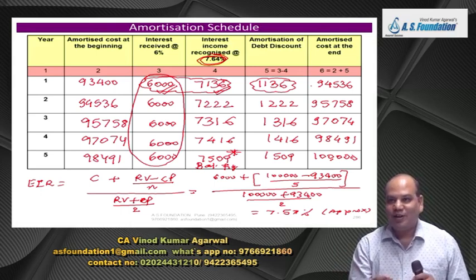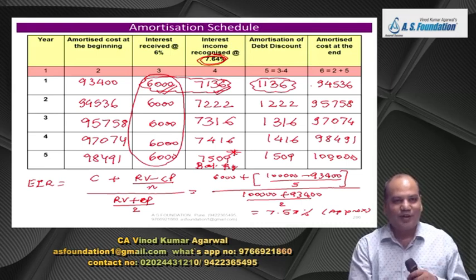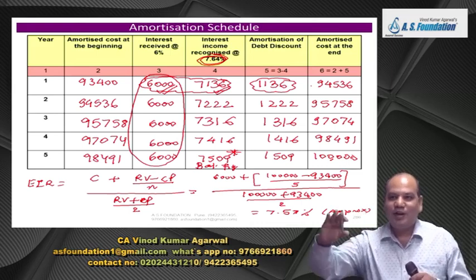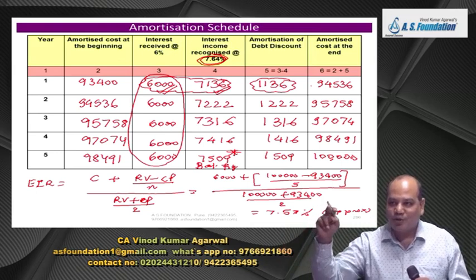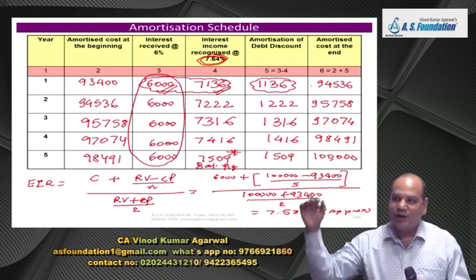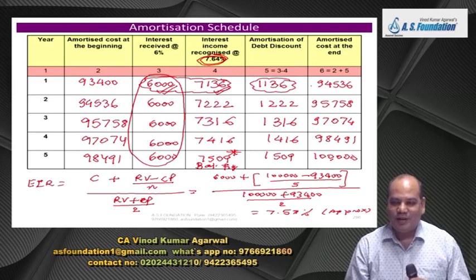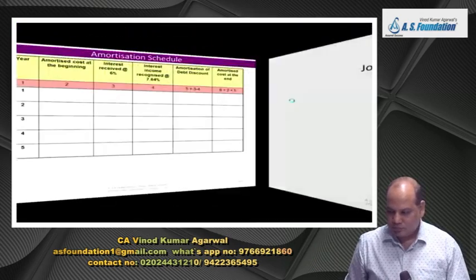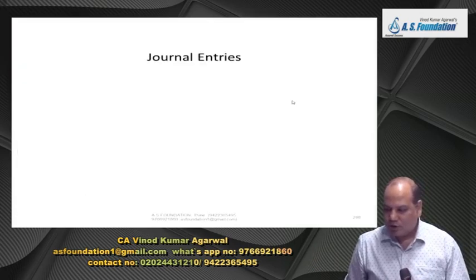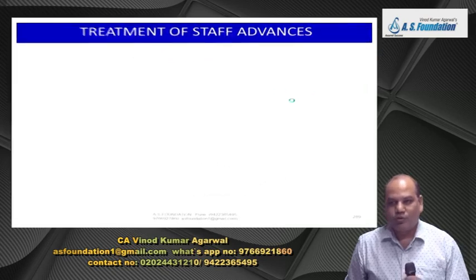I said you repeat the entry does not mean you will repeat investment to bank 93,400 every year. That is only in year 1. In year 5, repeat entry number 2, 3, 4 and a fifth entry, that is your bank to investment 1 lakh. Is it right? So journal entry for year 2, 3, 4, I am sure you'll be able to do.